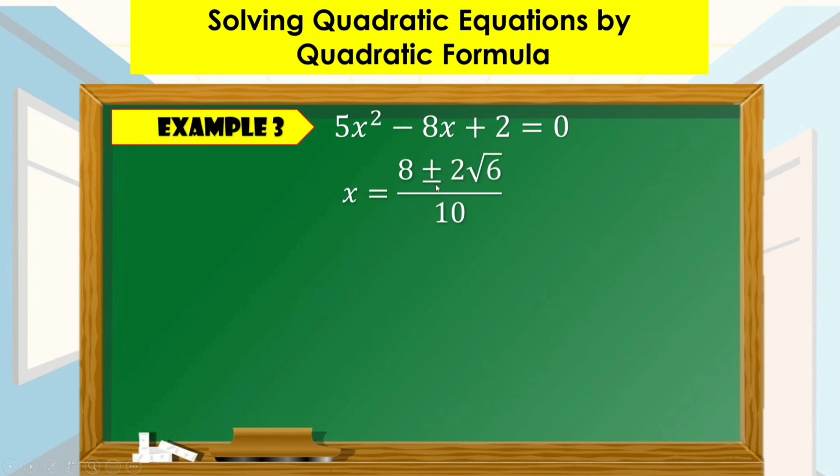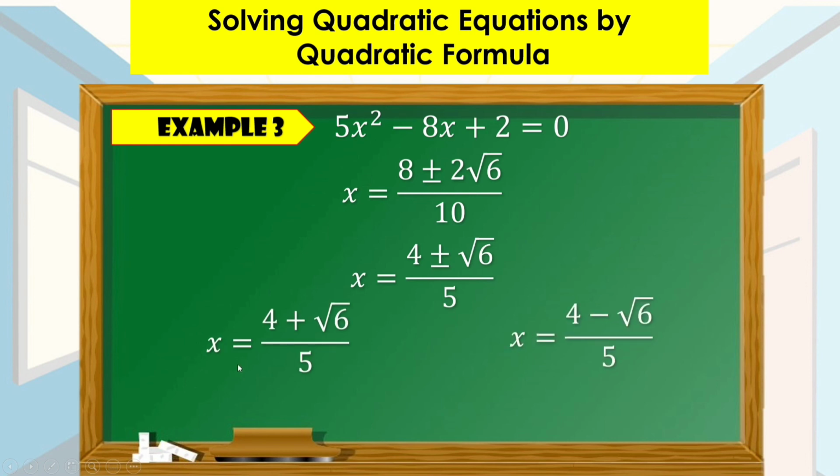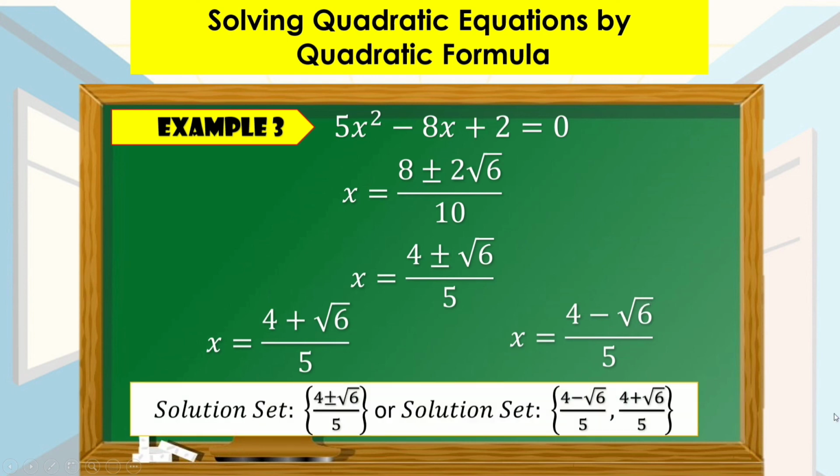Now, we can get the lowest term or simplest form of this. 8 over 10 is 4/5 and 2 over 10 is 1/5. So, we have x is equal to 4 plus or minus the square root of 6 all over 5. Separating the addition and subtraction, we have two roots. X is equal to 4 plus square root of 6 all over 5. And x is equal to 4 minus square root of 6 all over 5. And here is the solution set.